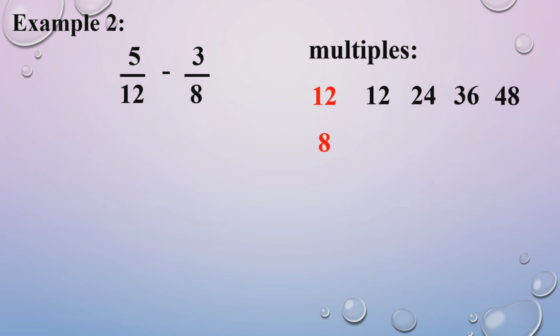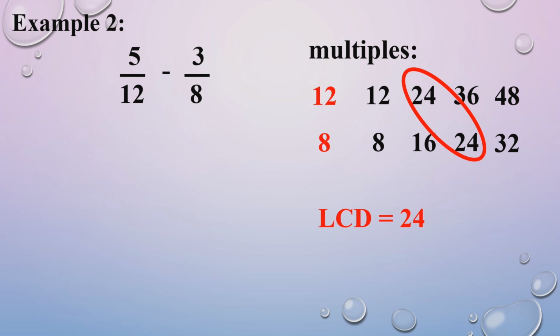For example number 2, we have 5/12 minus 3/8. Again, let's first have the multiples of 12 and 8. For 12, the multiples are 12, 24, 36, 48. For 8, we have 8, 16, 24, 32. So the same number for their multiples is 24. Therefore, the LCD is 24. So let us use that as our new denominator.